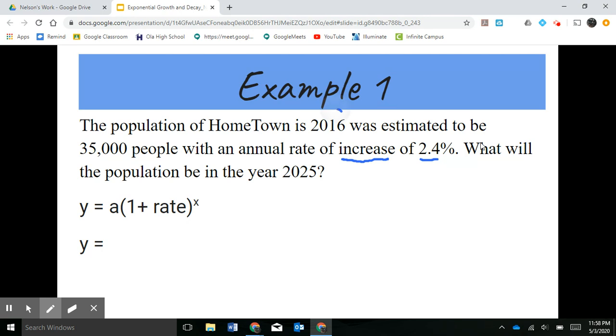Remember, you never use the year as a time period. How many years occurred between 2016 and 2025? That's what you have to think about when you think about time periods. So let's start with this problem. I already have the formula written out. So we say 35,000 people. That's our initial amount. That's our starting point.